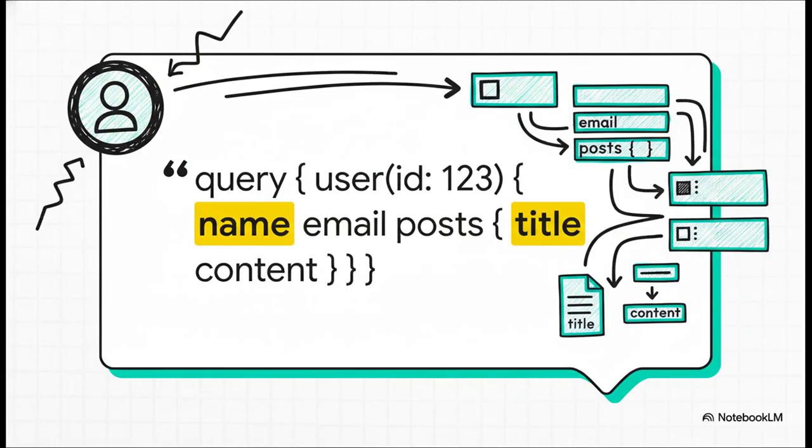In a single, elegant request, the client is saying, hey, I need the user with ID 123. From that user, I just want their name and email. Oh, and while you're at it, can you also grab their posts? But for the posts, I only care about the title and the content. It's all right there, one shot.